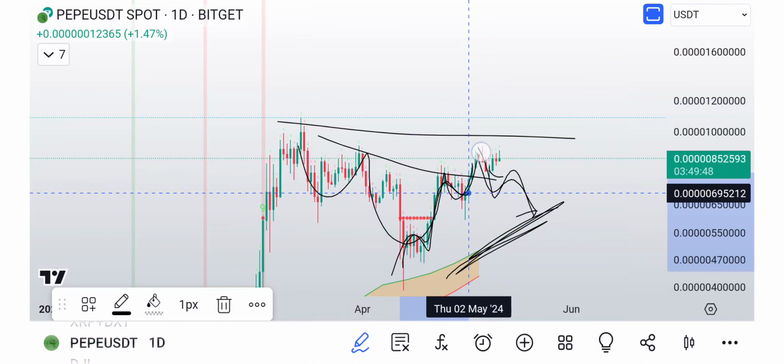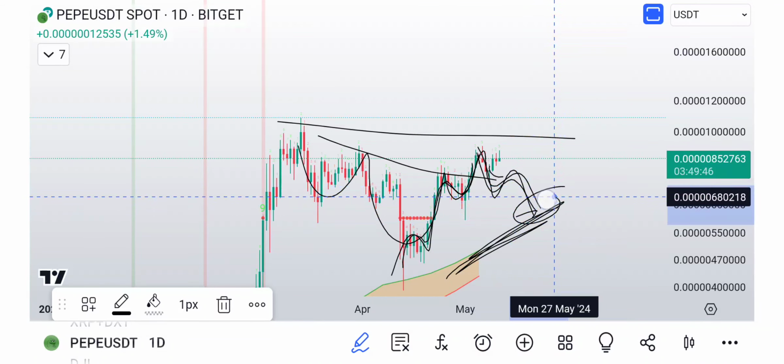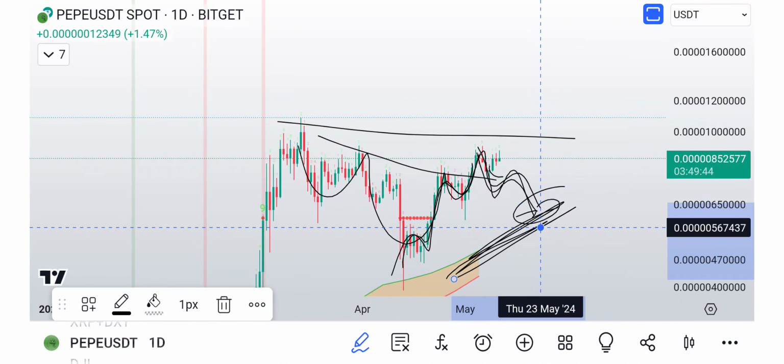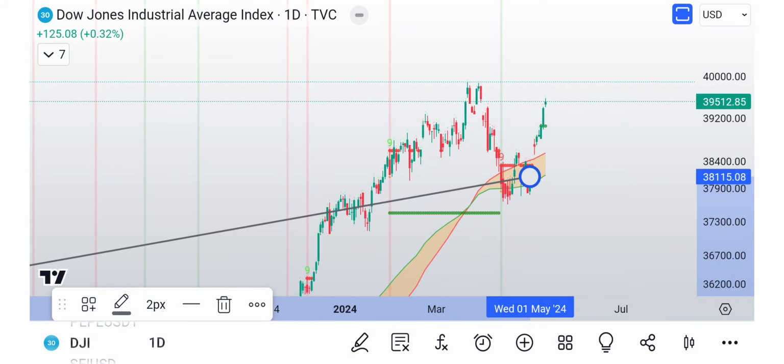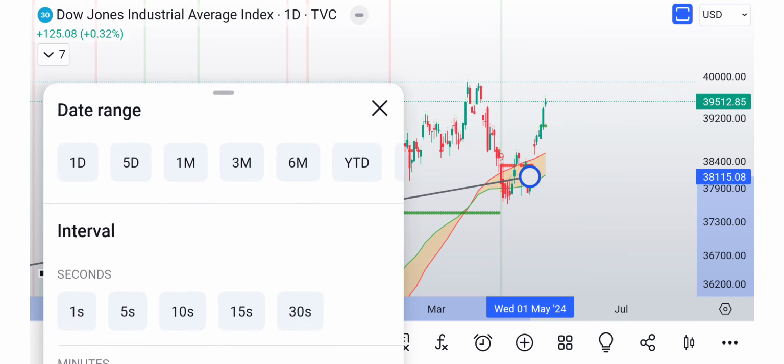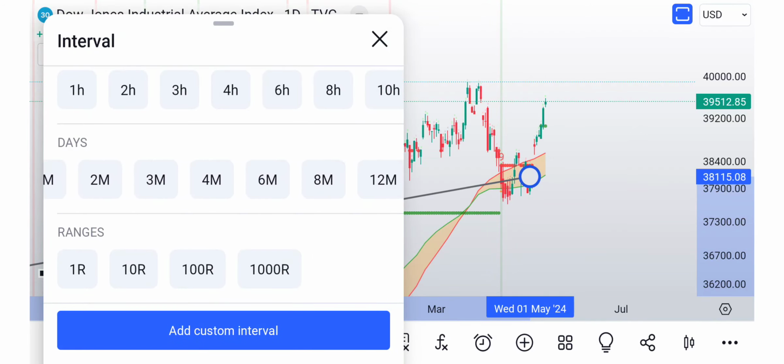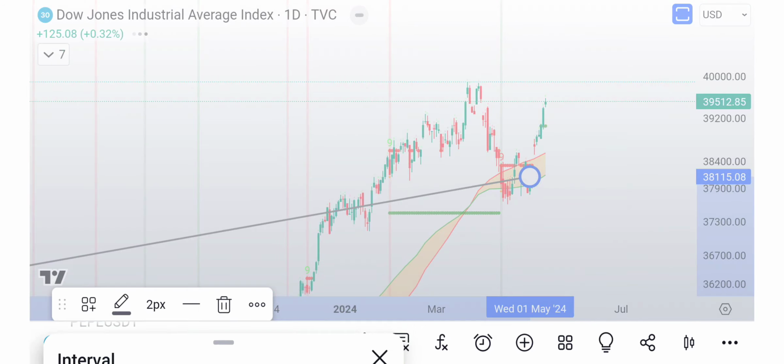Right, we had 1, 2, 3, 4, 5, A, B, C. Let's get down in here, retest the bull market support band. The stock market is pumping. By the way, let me try to zoom out as much as I can here.